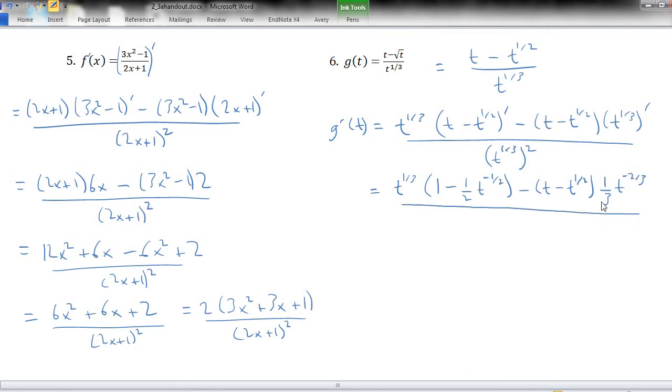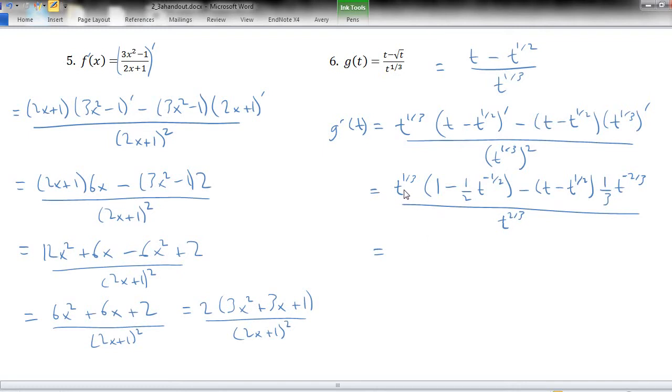And all of this is over, well, when you do t to some power and then to another power, you end up multiplying those exponents. So this is t to the 2/3. So the derivatives are done. We just need to do some algebra to try and make this look a little nicer.